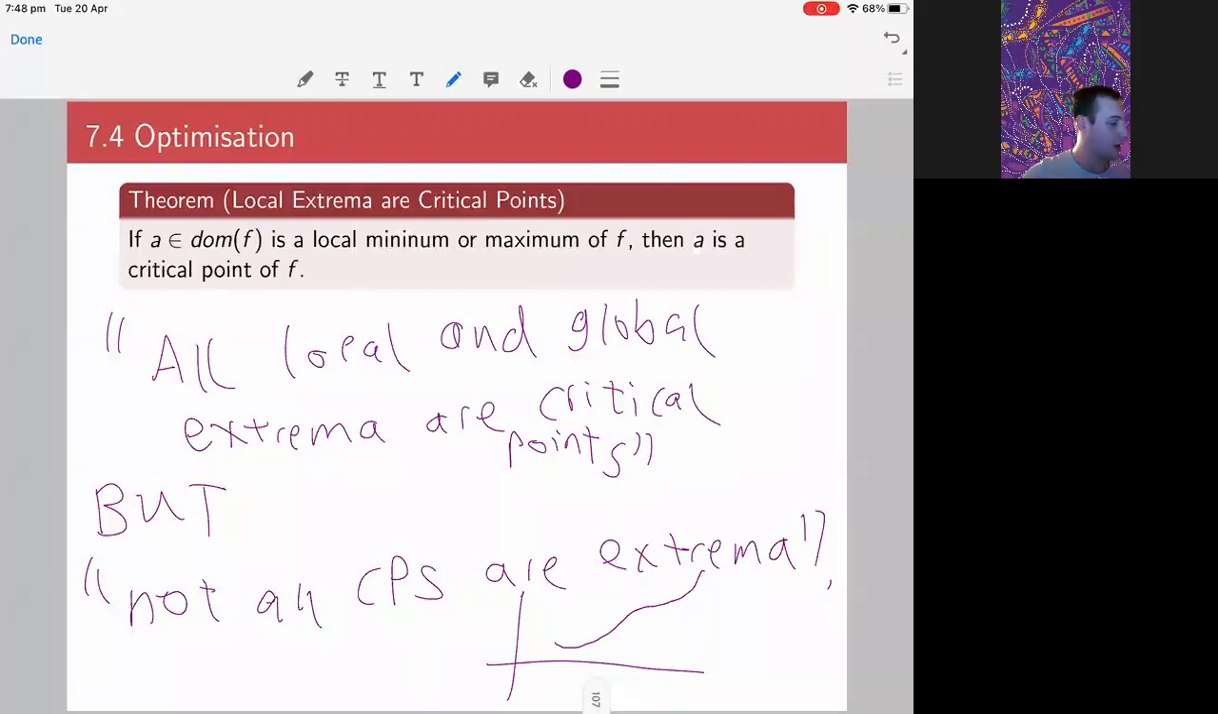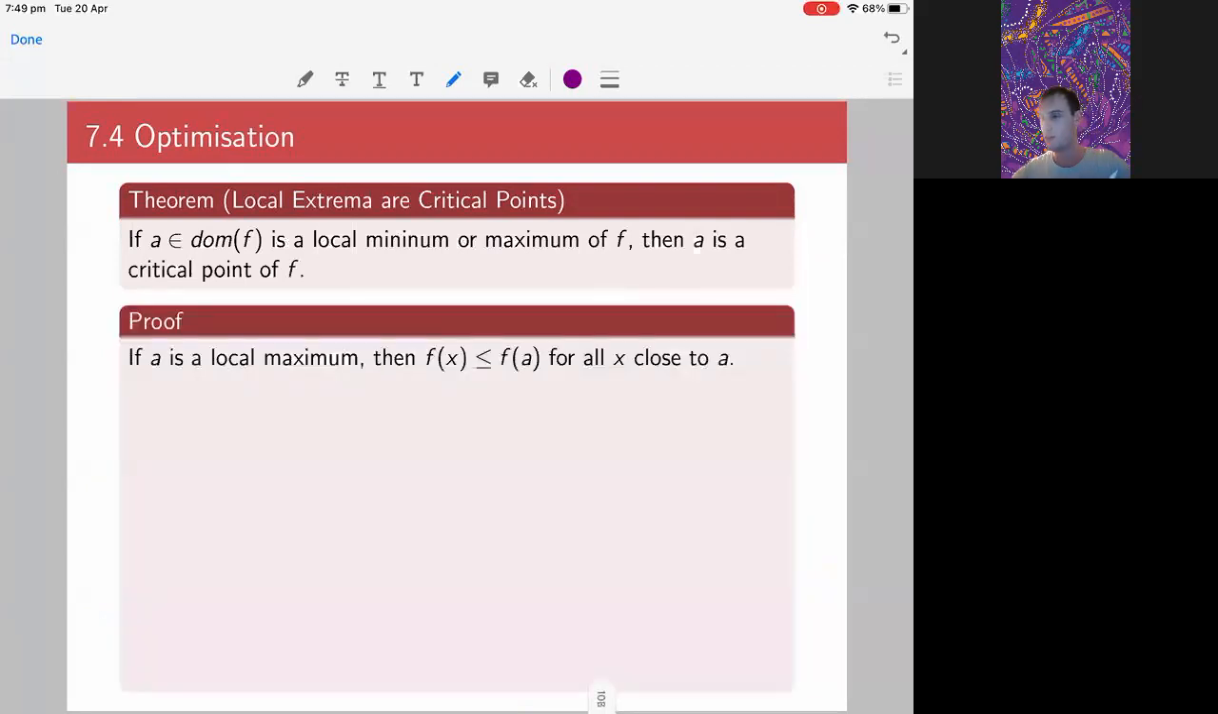Okay, I'm trying to decide whether or not to do this proof before we finish. Yeah, I think we'll give it a go. Maybe we'll do it quickly and we'll quickly review it next time. Let's suppose that you've got a local maximum. Then by definition, f of a is bigger than or equal to f of x for all x that are sufficiently close to a.